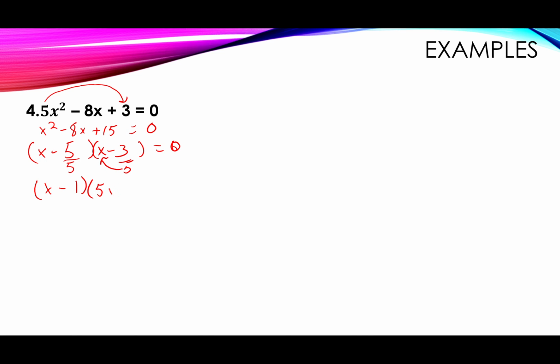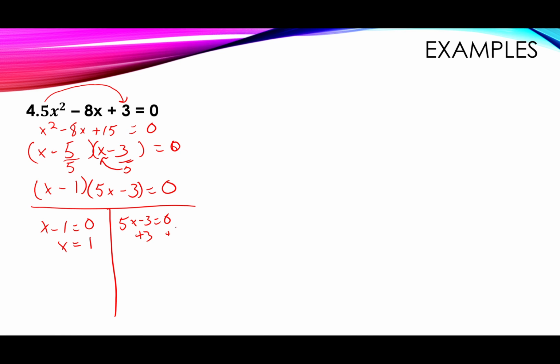And so I have 5x minus 3 equals 0. All right, do my little t-chart. x minus 1 equals 0. That, of course, I'm going to add 1 on both sides to get x equals 1. And then I'm going to have 5x minus 3 equals 0. Add 3 to both sides to cancel out the minus 3. Left with 5x equals 3. And then divide by 5 on both sides, x equals 3/5. So there is my answer, 1 and 3/5.